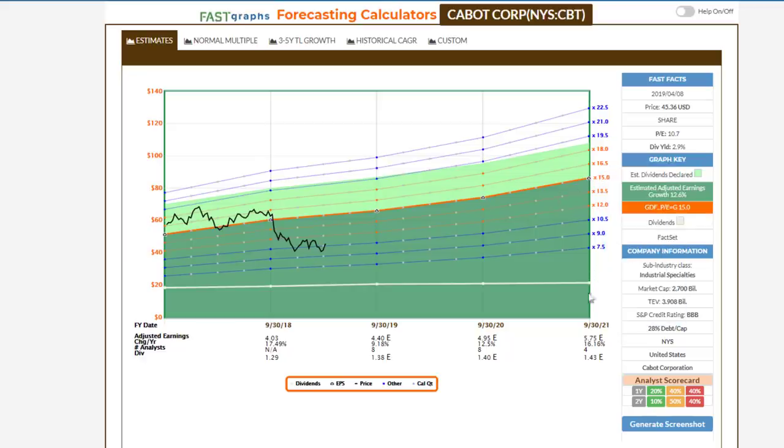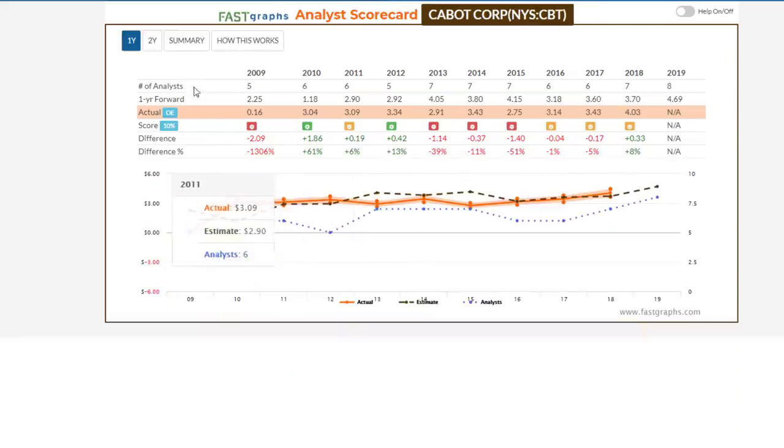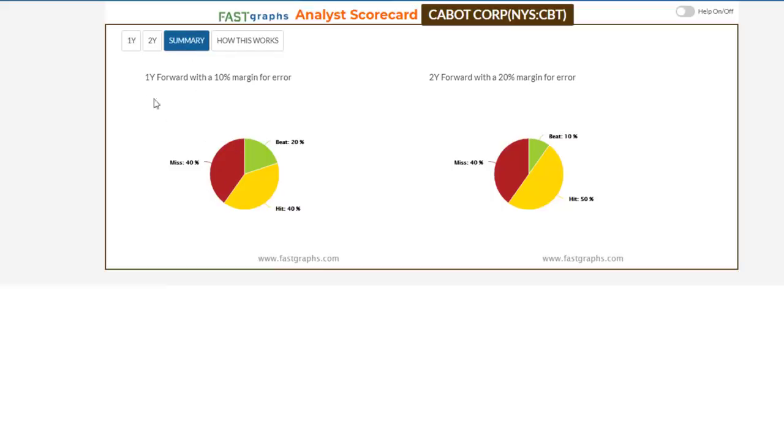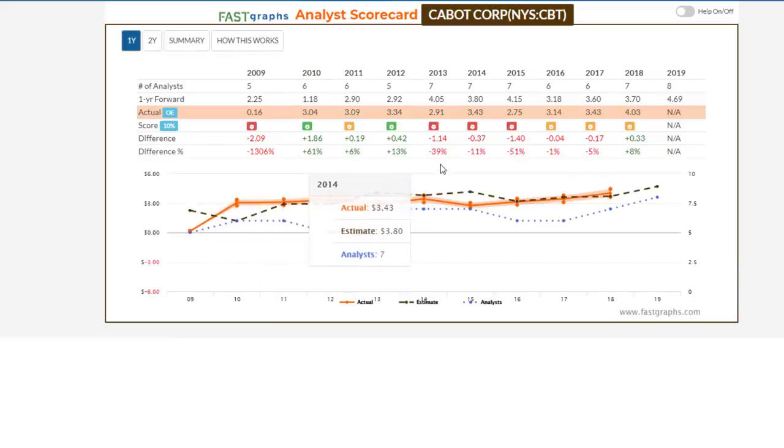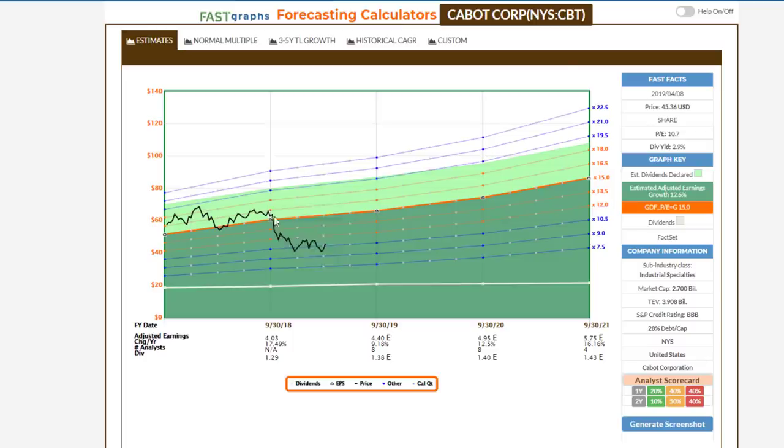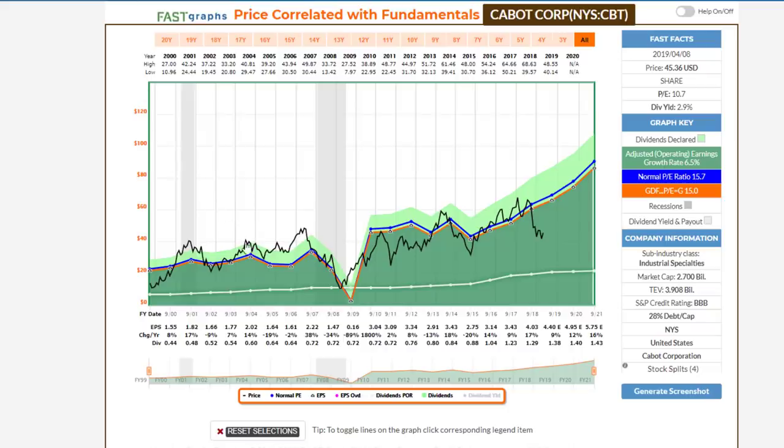But once again, can we trust the analysts? And if we look at the analyst scorecard on a 1 year forward, you can see that they've missed it 40% of the time. And sometimes those misses were rather large. 50% miss here. We only had a 1% miss here, and that's considered a hit because we give them a 10% margin of error. But the point is, as you look at historical data, I want to make this clear, when you get these earnings growth, you get really nice rates of return over the short run.